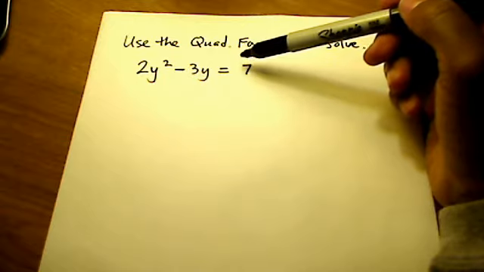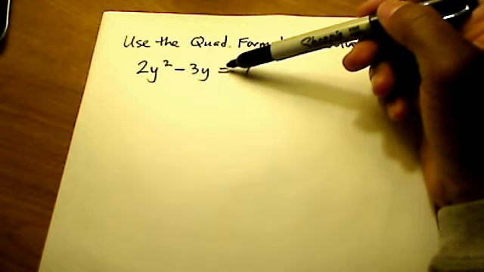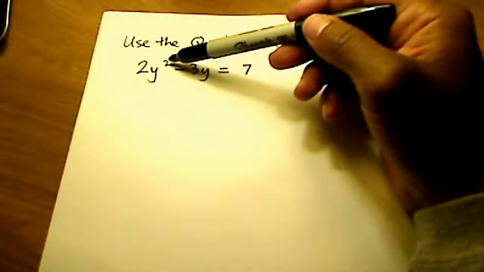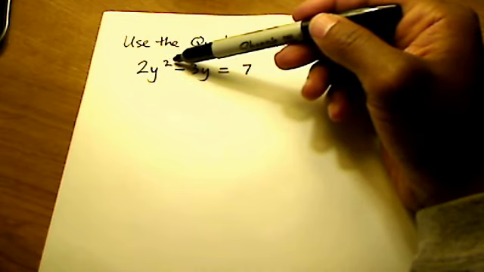First of all, I hope you realize that this is an equation because of the equal sign, and it's not just an equation but a quadratic equation because the largest exponent is a 2.